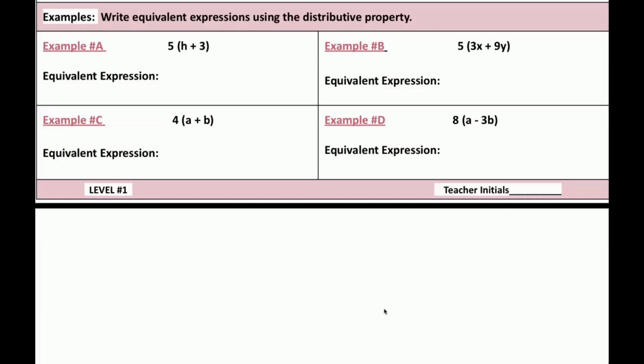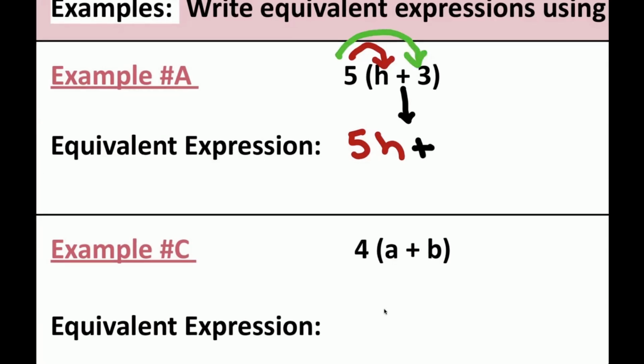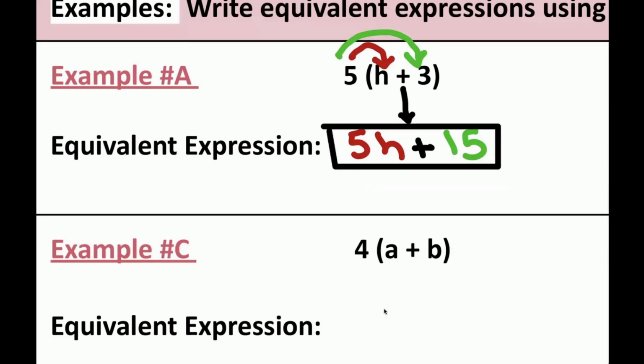Let's take a look at example A. We have 5 times h plus 5 times 3. So 5 times h is 5h. I'm going to bring down the plus. And then don't forget you have to multiply the term on the outside, 5, times our second number, 3. 5 times 3 is 15. You cannot combine these and say this is 20h because 15 doesn't have an h, so you can't just suddenly say that it does. So our final answer here is 5h plus 15.